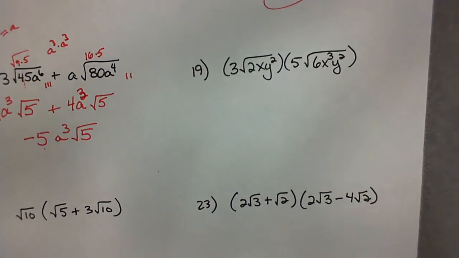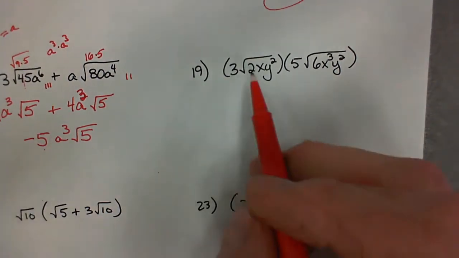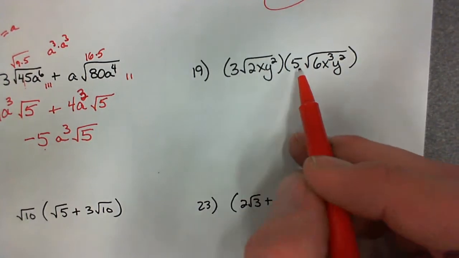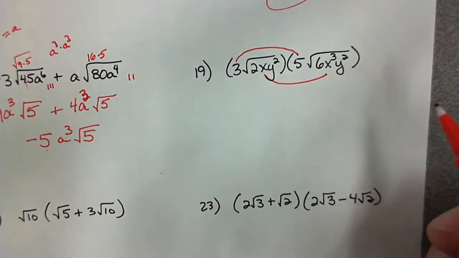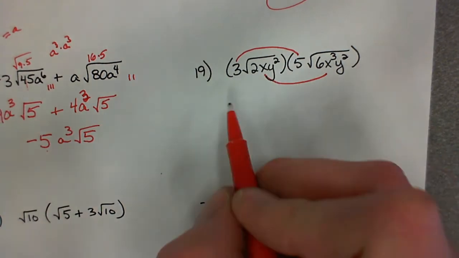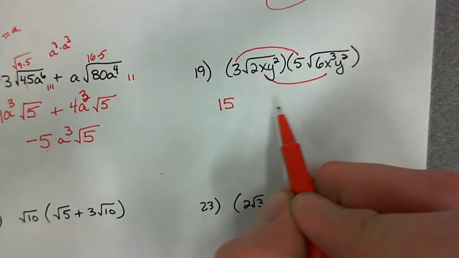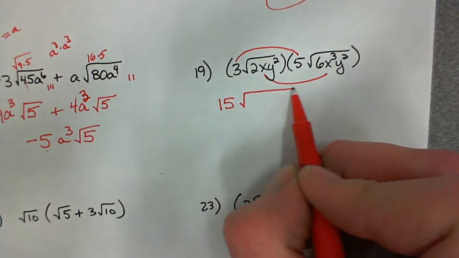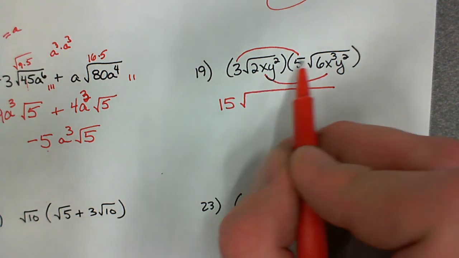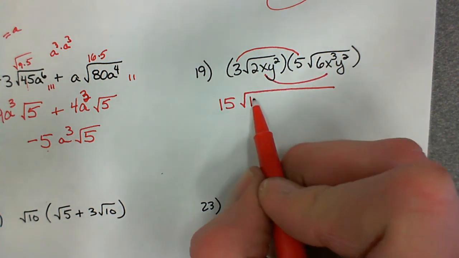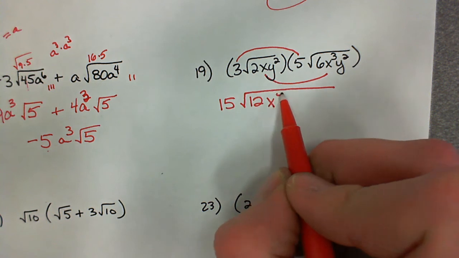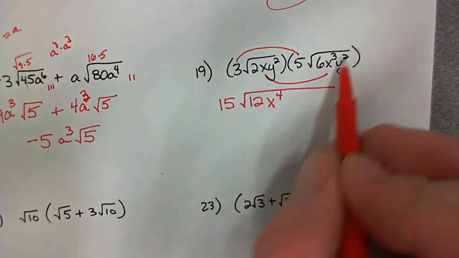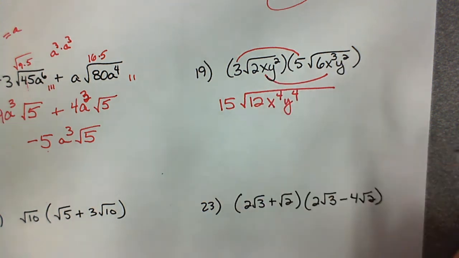Okay, on 19. Here we've got a whole number times a radical, whole number times a radical. So you're going to multiply the whole numbers, then you're going to multiply the radicals. So 3 times 5 is 15. And then the radicals, let's do the whole numbers in there. 2 times 6 is 12. X times x to the third gets you x to the fourth. Y squared times y squared gets you y to the fourth.